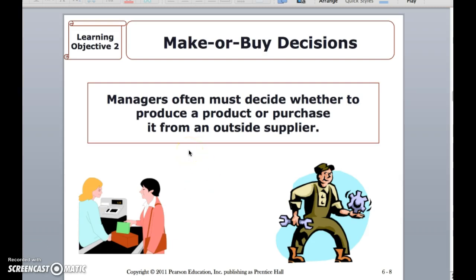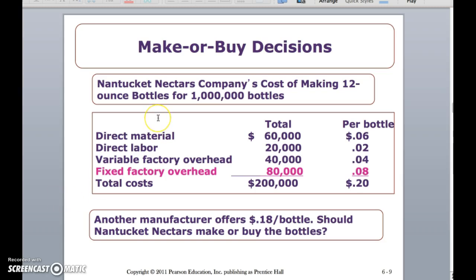Make or buy decision. Financial managers often need to decide whether to produce a product or outsource it, or buy it from an outside supplier. So in this make or buy decision, the juice company that we have mentioned before would either pay a specific amount to make these 12-ounce bottles, 1 million bottles, or they can outsource it.